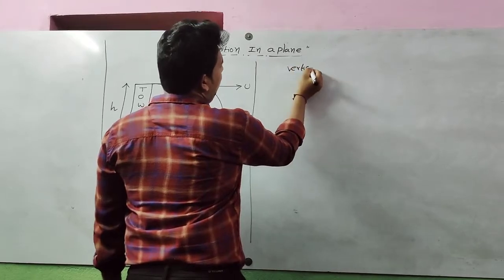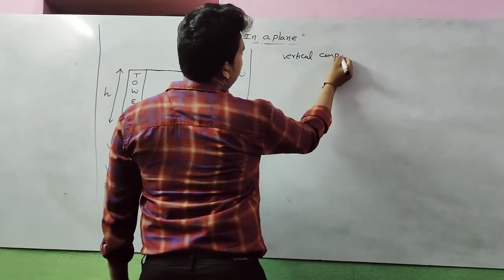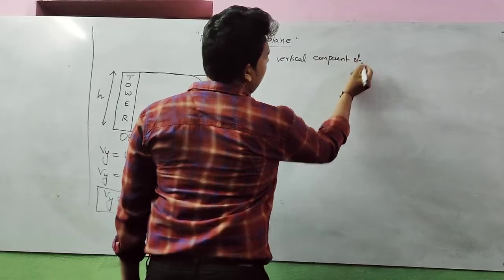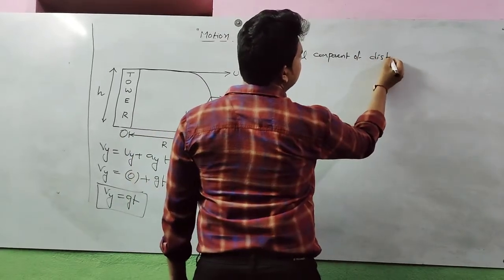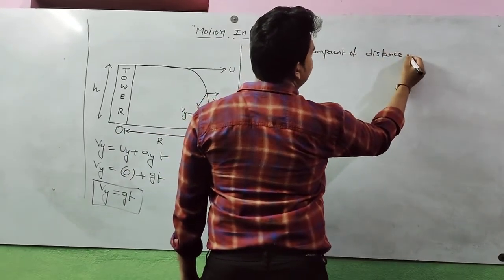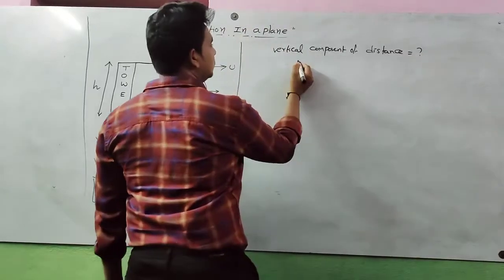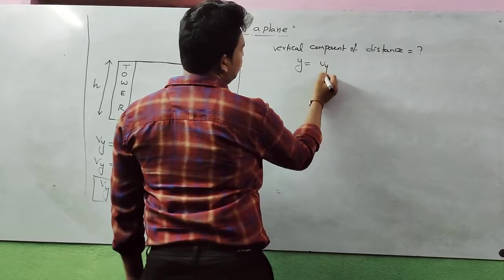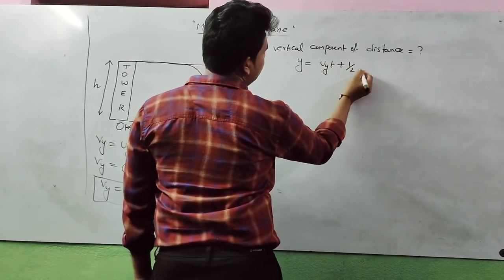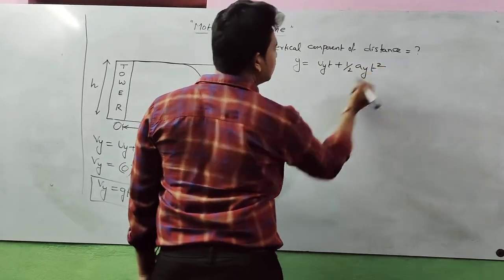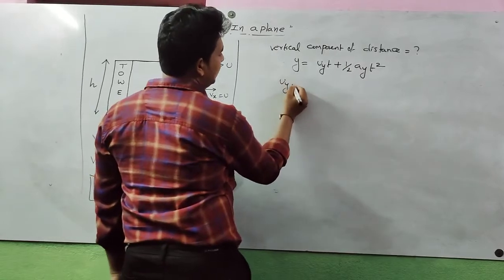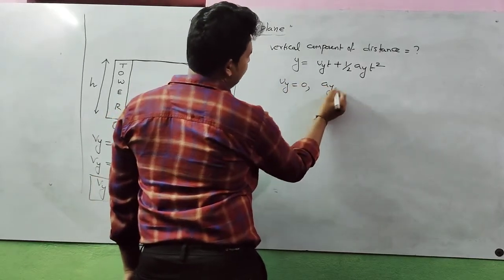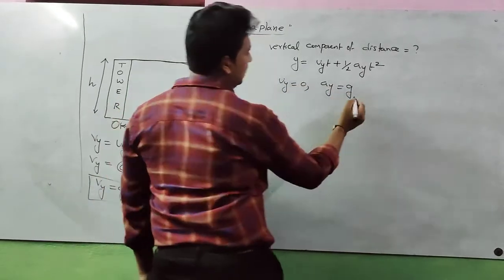The vertical component of distance we need to find here. So that is indicated by y. y is equal to uy into t plus half into ay into t square. Already you know uy is equal to 0, ay is equal to g.